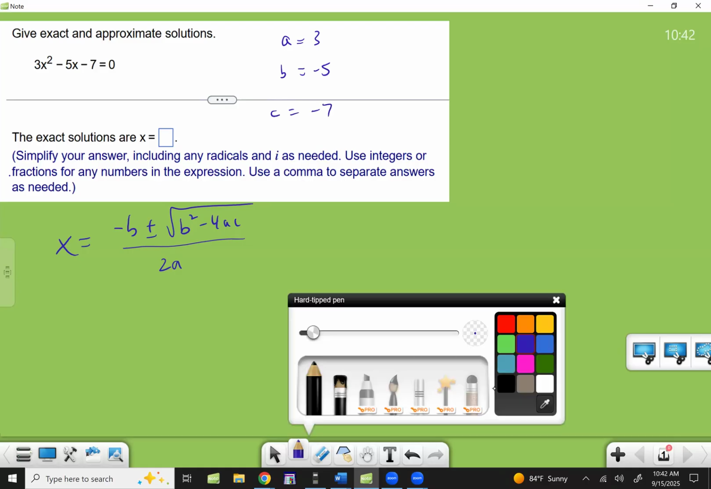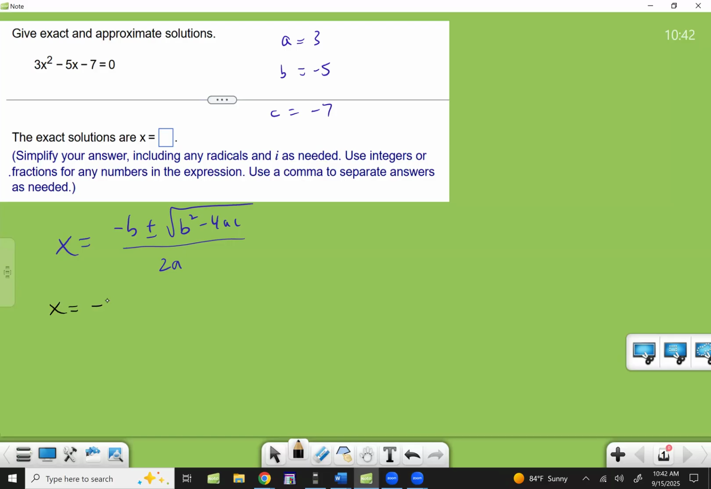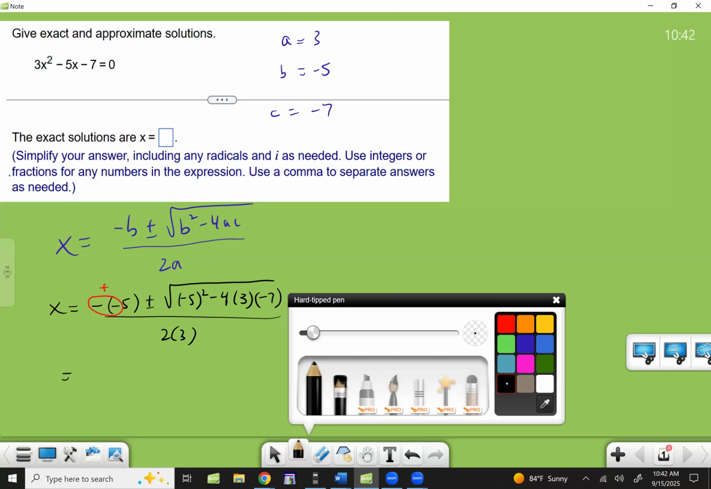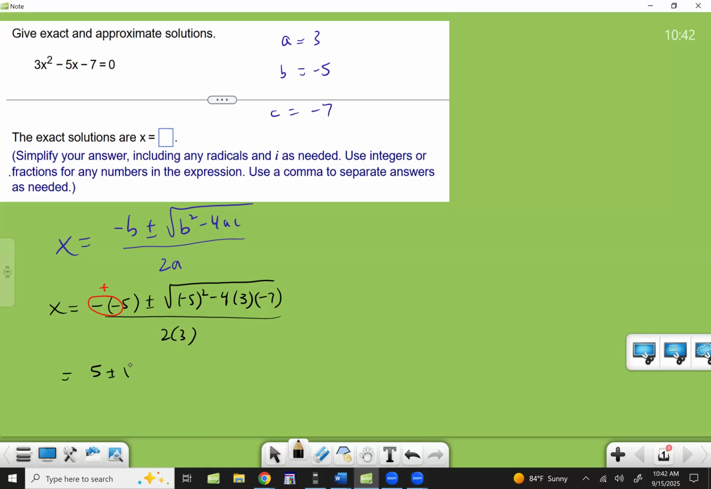All right, let's substitute these in and see what we get. X equals -5 plus or minus the square root of -5 squared minus 4 times A, which is 3, and C, which is -7. And then all of this is over 2 times A, so 2 times 3. We know that two negatives like this become a +5, so we'll put 5 plus or minus.